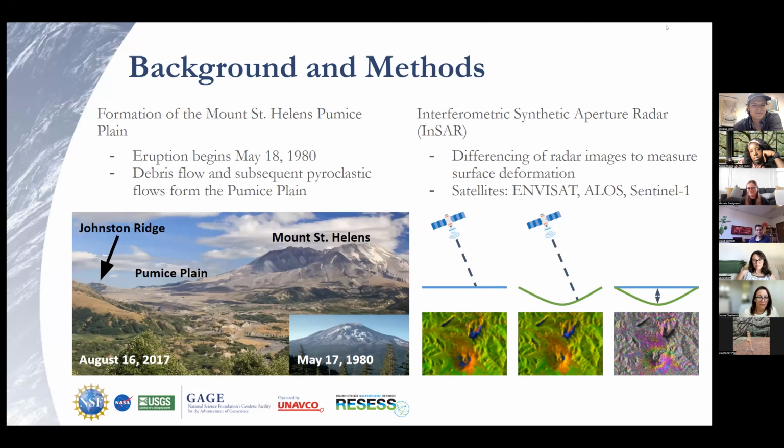And we use three different satellites for this: Envisat, ALOS, and Sentinel-1, which were all active during different time periods. They can tell us about how deformation has occurred throughout the past approximately 20 years. Past InSAR studies of the pumice plain have identified an area of subsidence at the base of Johnston Ridge. And so the goal of this study was to investigate what is causing this subsidence.